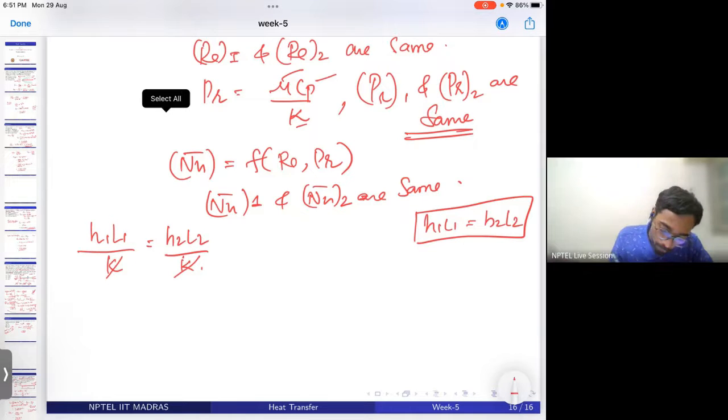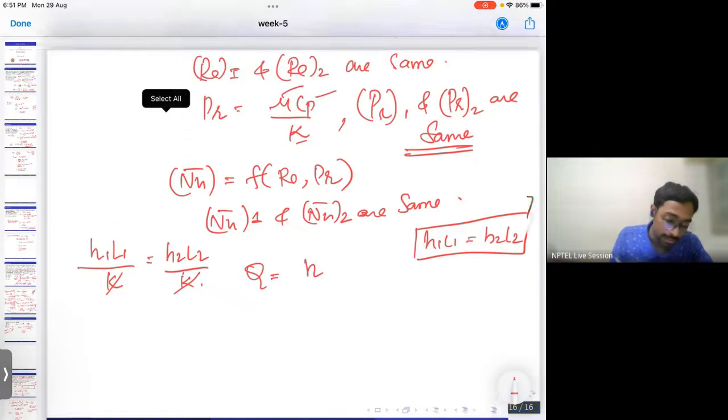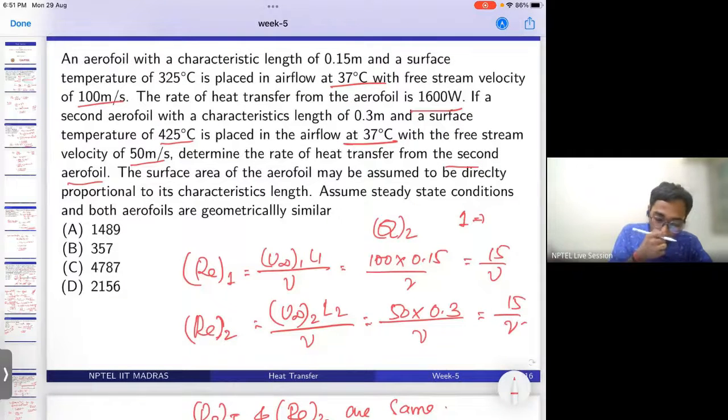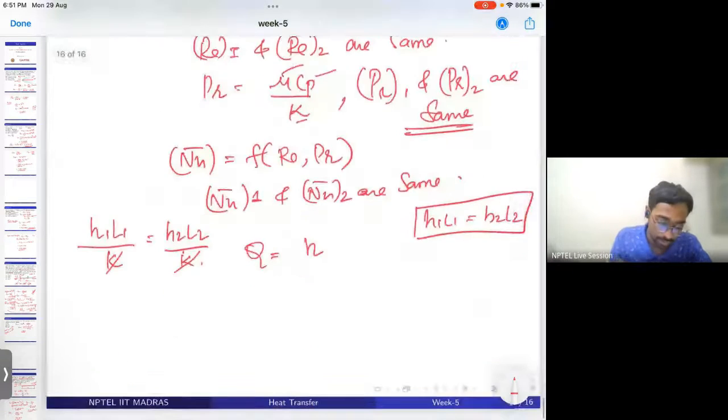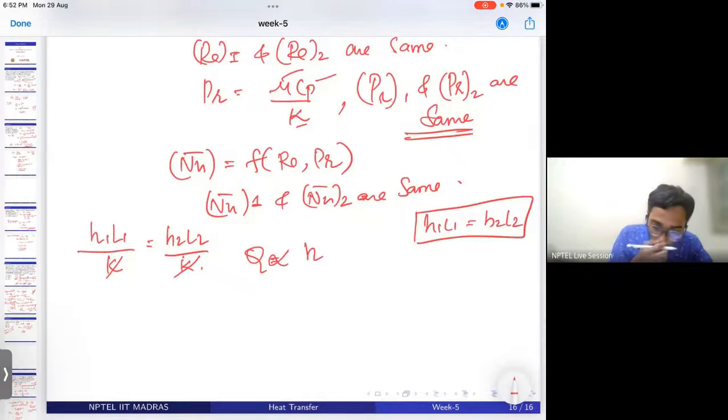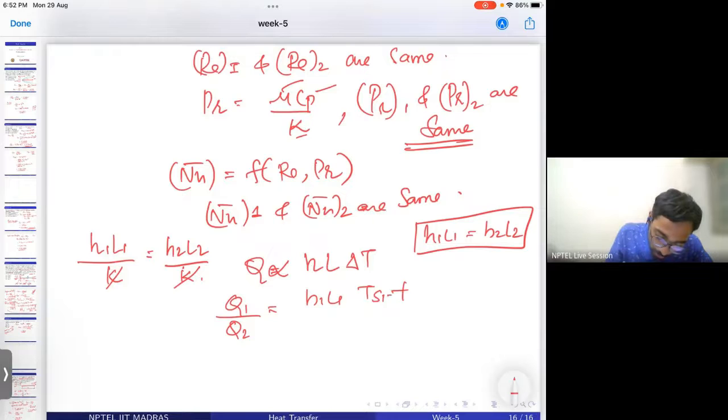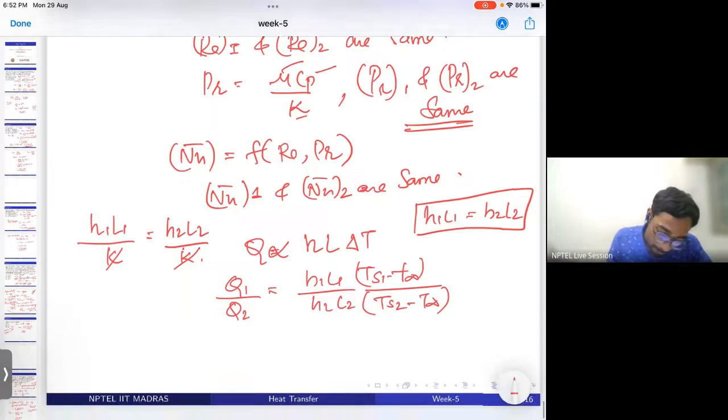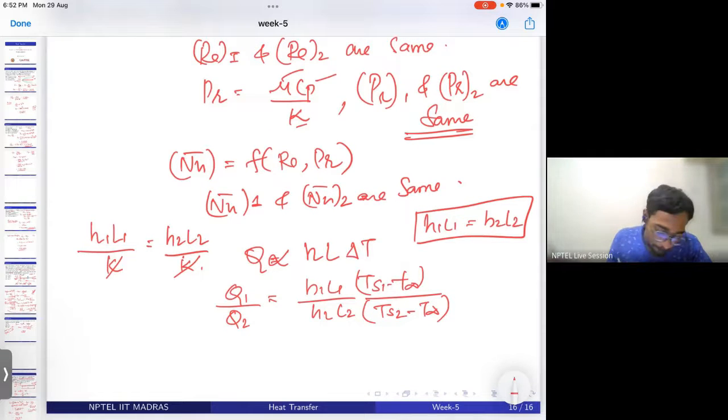Now, what is Q? Q is equal to H. The question says that the surface area of the aerofoil may be assumed to be directly proportional to the characteristic length. So Q is proportional to H L delta T. Or if you write, Q1 by Q2 is equal to H1 L1 by (TS1 minus T infinity), over H2 L2 divided by (TS2 minus T infinity), right?